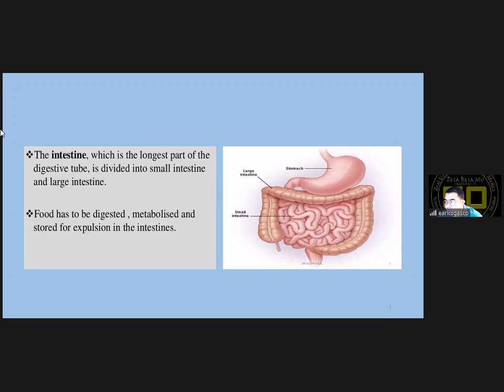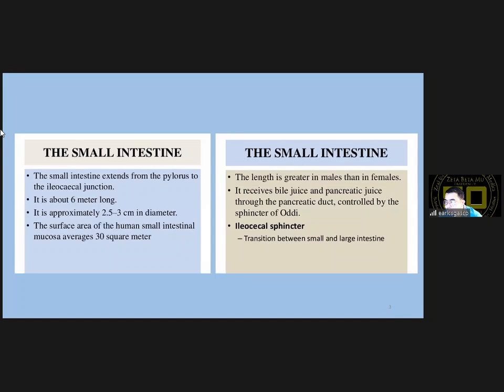Now first we start with the small intestine. The small intestine extends from the pylorus down to the ileocecal junction. It's about 6 meters long, approximately 2.5 to 3 centimeters in diameter. The surface area of the average human small intestine is 30 square meters. Its length is greater in males than in females. It receives the bile juice and the pancreatic juice, particularly at the second part of the duodenum. This is controlled by the sphincter of Oddi. Now, the ileocecal sphincter actually is the transition between the small and the large intestine in the distal ileum.